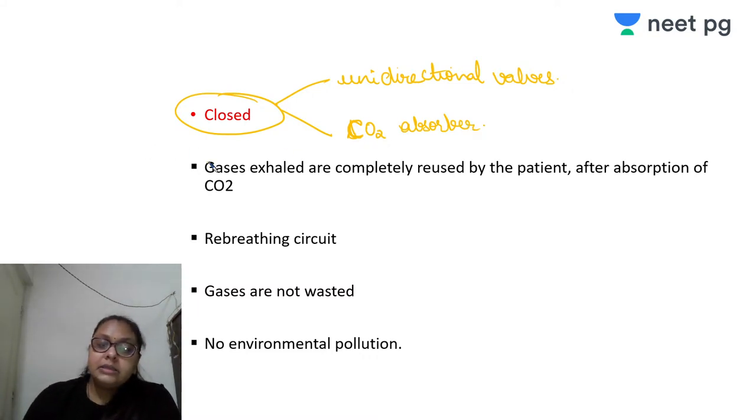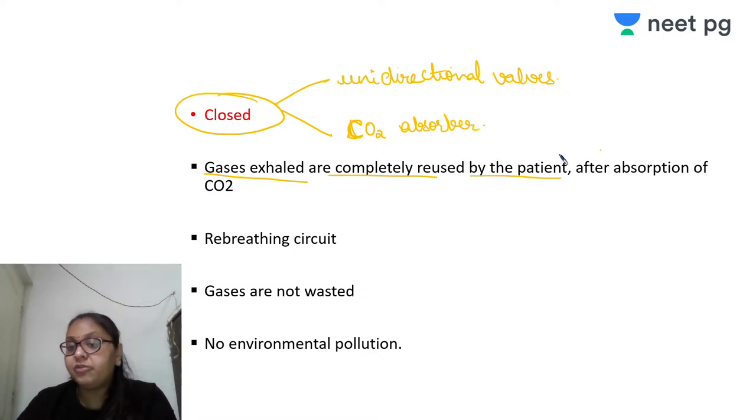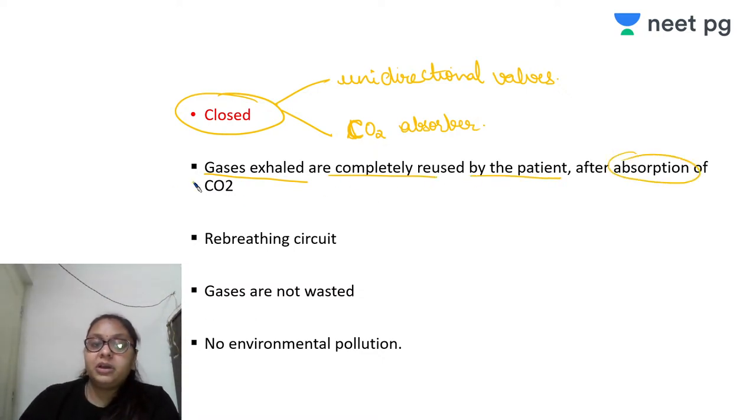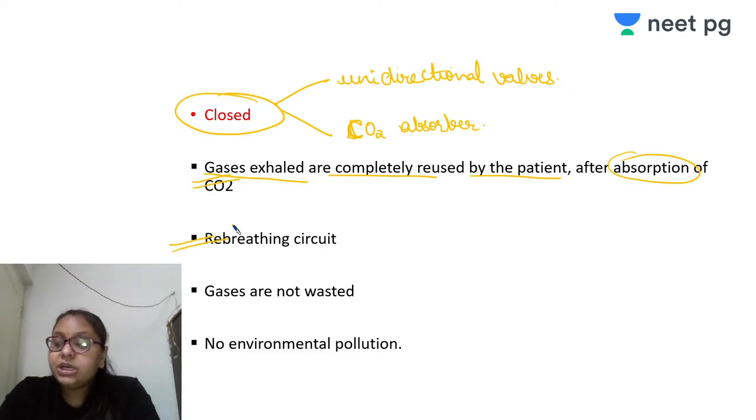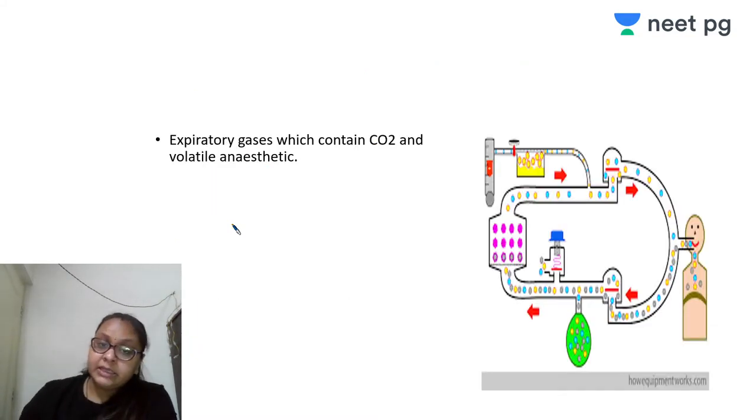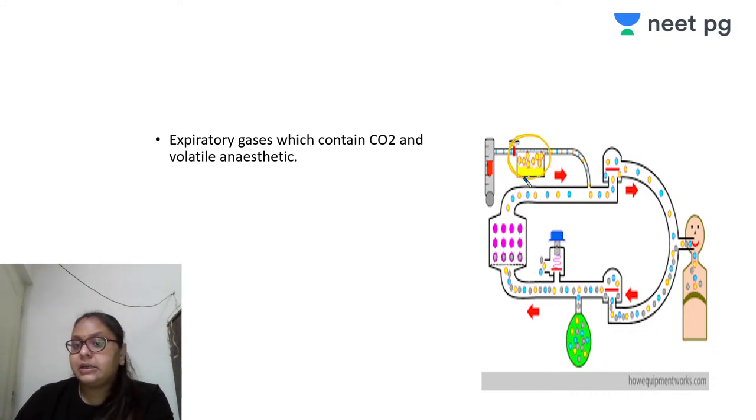So, in this, as I told you, gases are exhaled, completely used by the patient after what? After absorption of the carbon dioxide. It is also known as the rebreathing circuit, in which there is no wastage of gas and there is no environmental pollution. So, these are the examples. This is what is the closed circuit. तो जैसे ये flow meter से आया, सारी gases vaporizer के through गई, ठीक है, then it goes through what? Unidirectional valve.